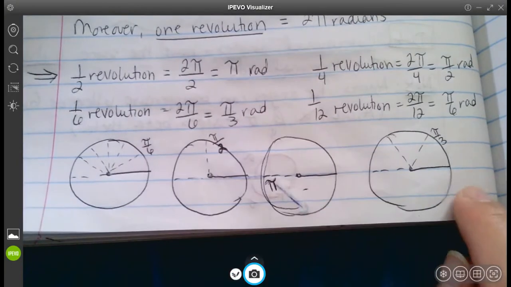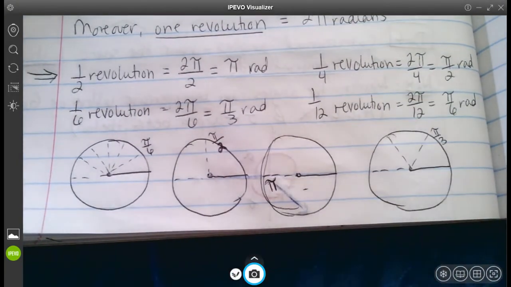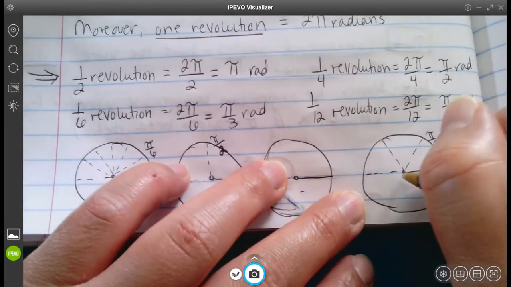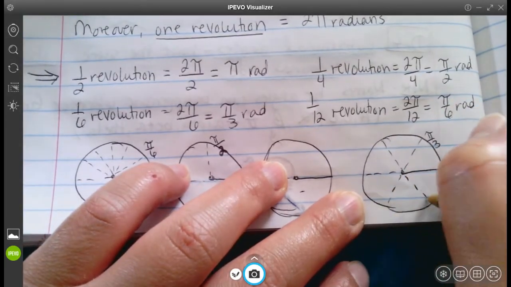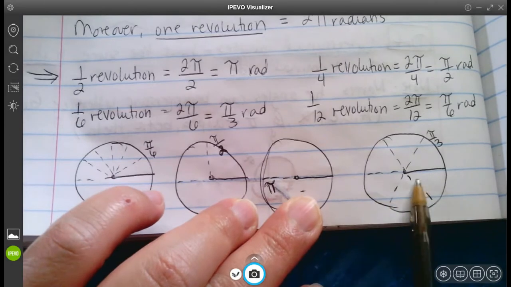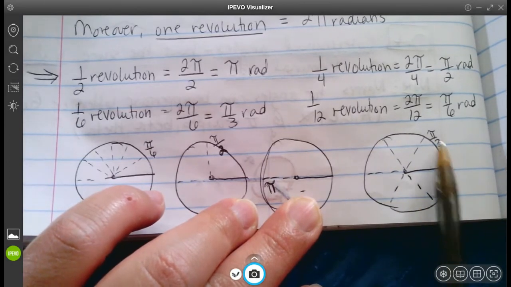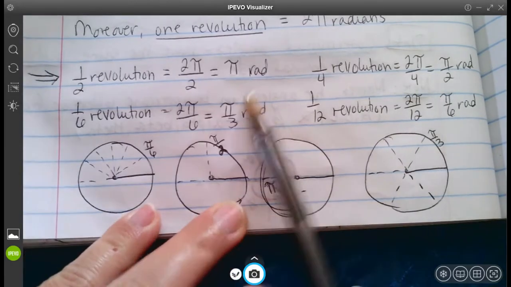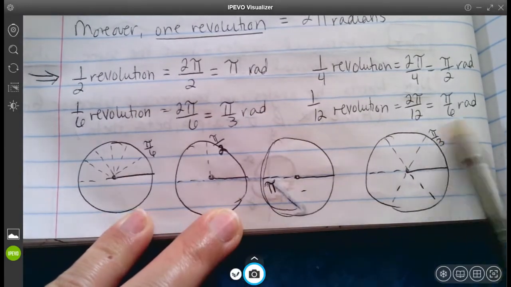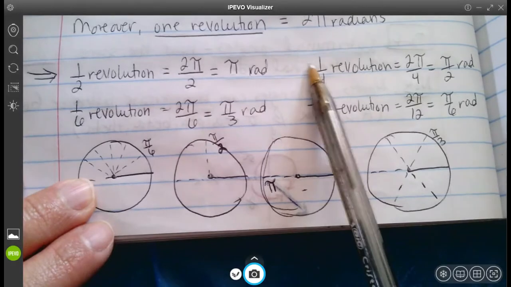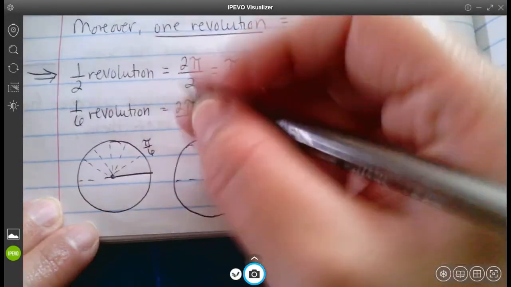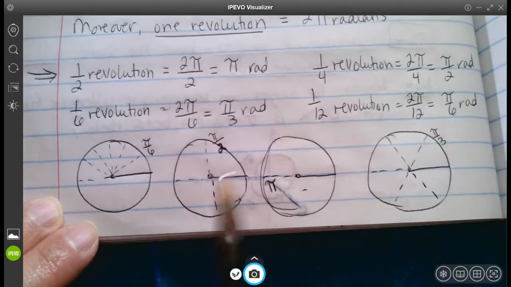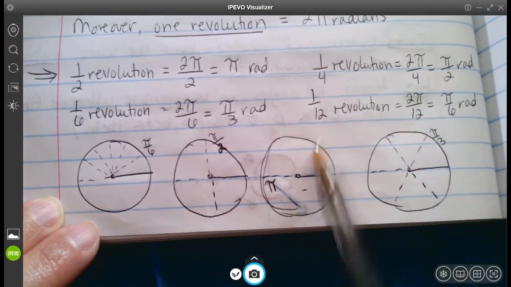So you can see over here, and I guess I should have finished off the picture here, but if you continue to subdivide this, you'll see that we have 6 pieces, 1, 2, 3, 4, 5, 6, and each of those is going to be pi thirds of a piece because that's how much 1/6 of a revolution is worth. Okay, 1/4, well, we divided it into 4 pieces, so here's that one, 1, 2, 3, 4, and each of those is pi halves radians.